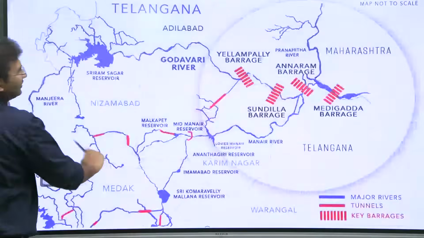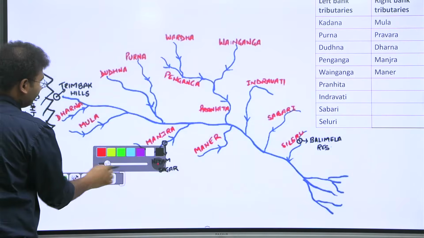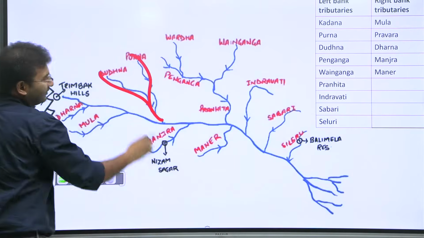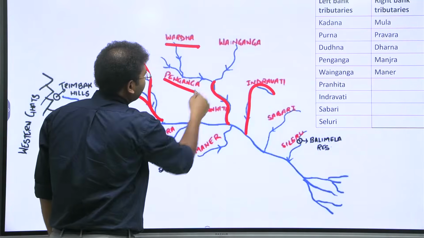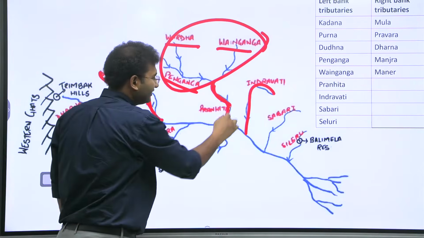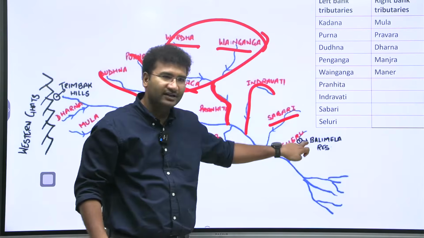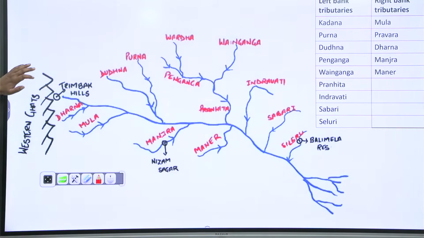It should be there. I'll show you. Yes, see here. Dudna, Purna. This is Indravati. Pranahita, Varda, Penaganga, and Venganga are tributaries. Okay? They are tributaries of Pranahita. Then Shabari, Sileru. Right bank tributaries are Manjira and Maner. So this Maner has three dams: Upper Maner, Mid Maner, and Lower Maner. Right? Maner has three dams.